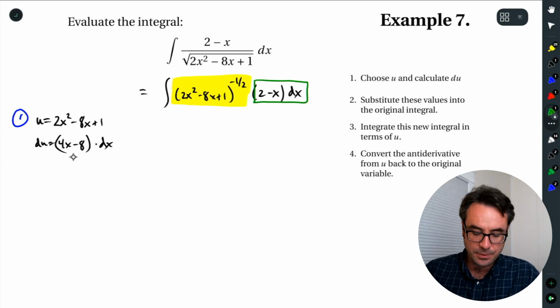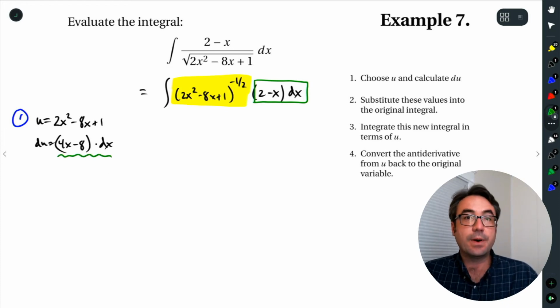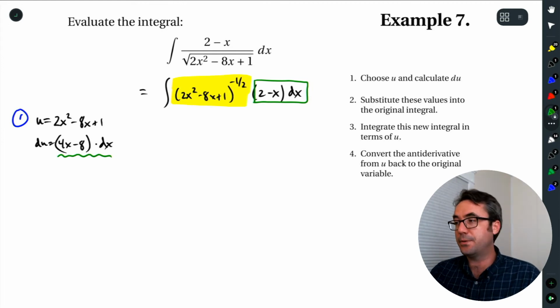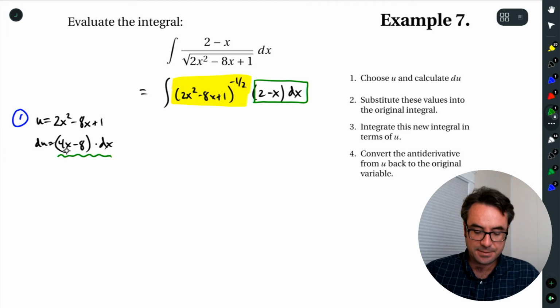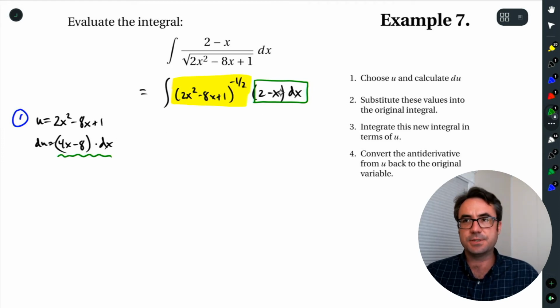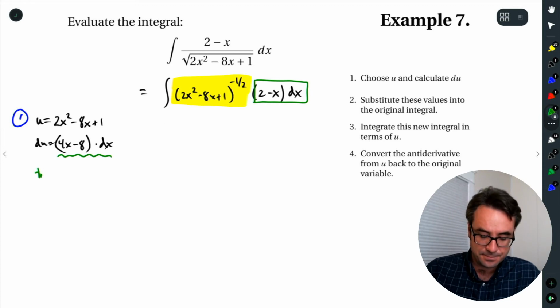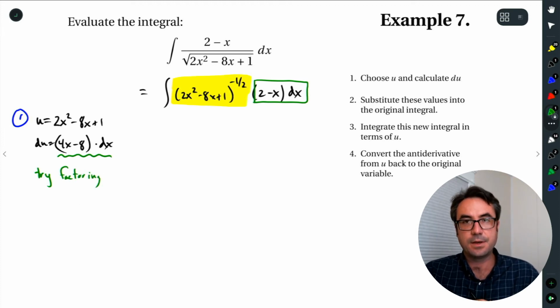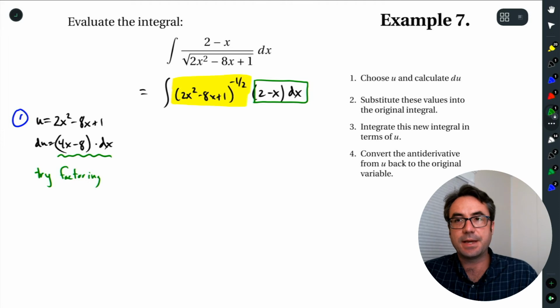And so we go to what we have for our differential, and we want to compare. And if you're not seeing an evident match here, it doesn't look like it really matches, try factoring this. So you can try factoring until you see something that does match.